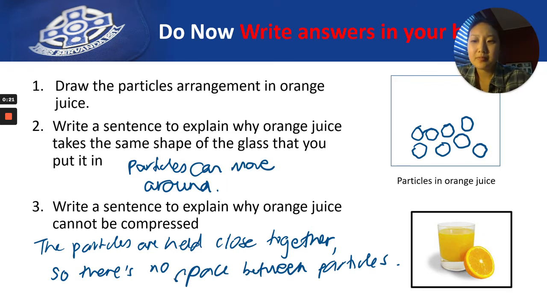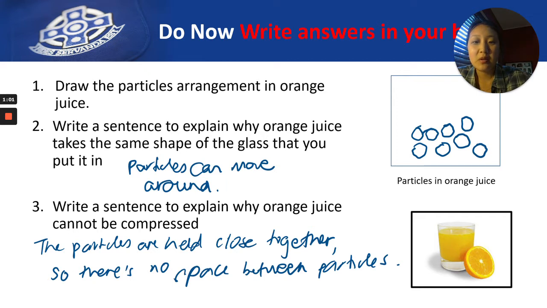So I have drawn the particle arrangement of orange juice. Orange juice is liquid, so the particles are randomly arranged. They're still close together, and that is what I've drawn. If it was gas, those particles would be far apart from each other, and they'd be spread out throughout the entire container. If it was a solid, the particles would be much closer together, and they would be arranged in an orderly fashion.